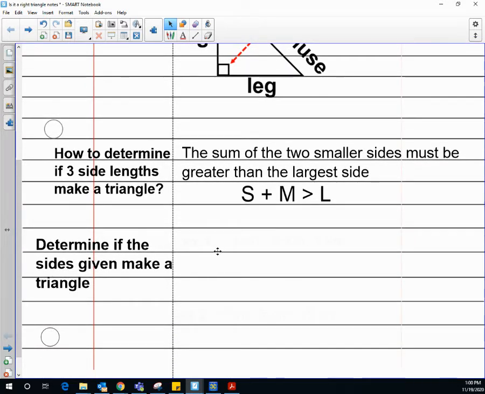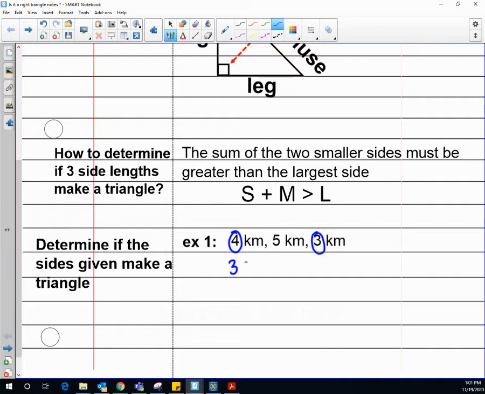Here first, determine if the sides make a triangle. What you want to do is also make sure that the numbers are in order, because they aren't always given that way. So we want the small, which is 3, and the large in the middle, which is 4. We're going to add 3 plus 4 and see if that is bigger than 5. 3 plus 4 is 7. 7 is greater than 5. So yes, this makes a triangle.